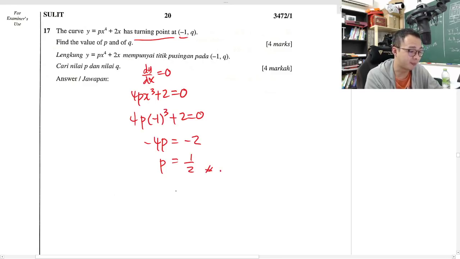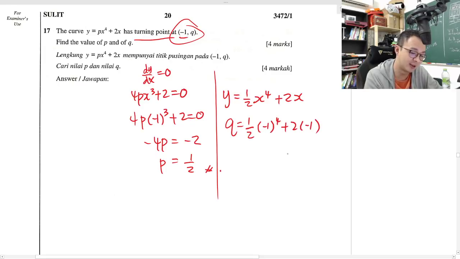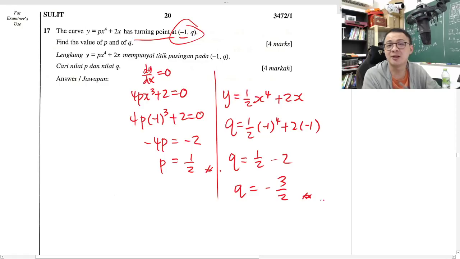Alright, after I got p, I need to find q. So I will sub my p back into my original equation. So it will be half x to the power 4 plus 2x. And then I will sub the whole coordinate into my equation to find q. q equals 1 over 2 times negative 1 to the power 4, plus 2 times negative 1. So q equals half minus 2, q equals negative 3 over 2. Right, this is a simple question, so I will just skip here.